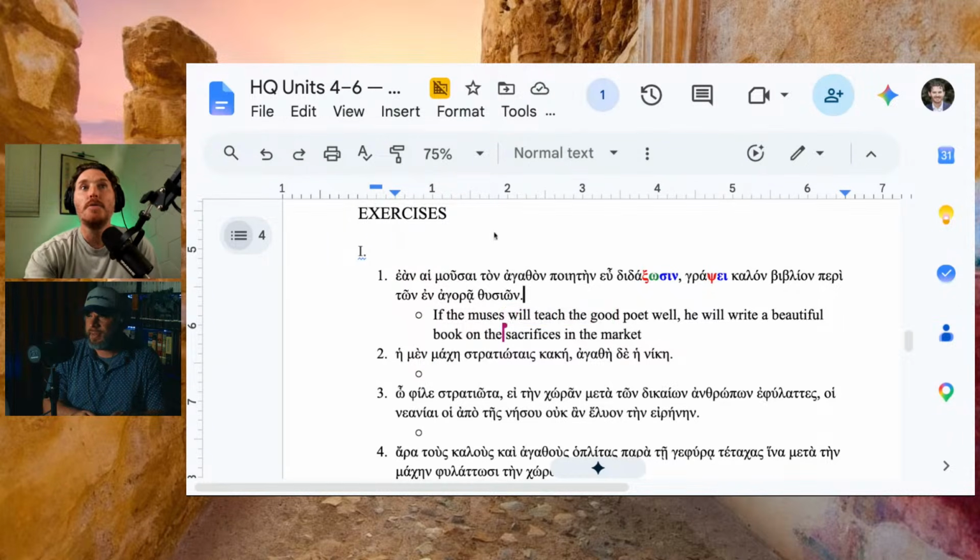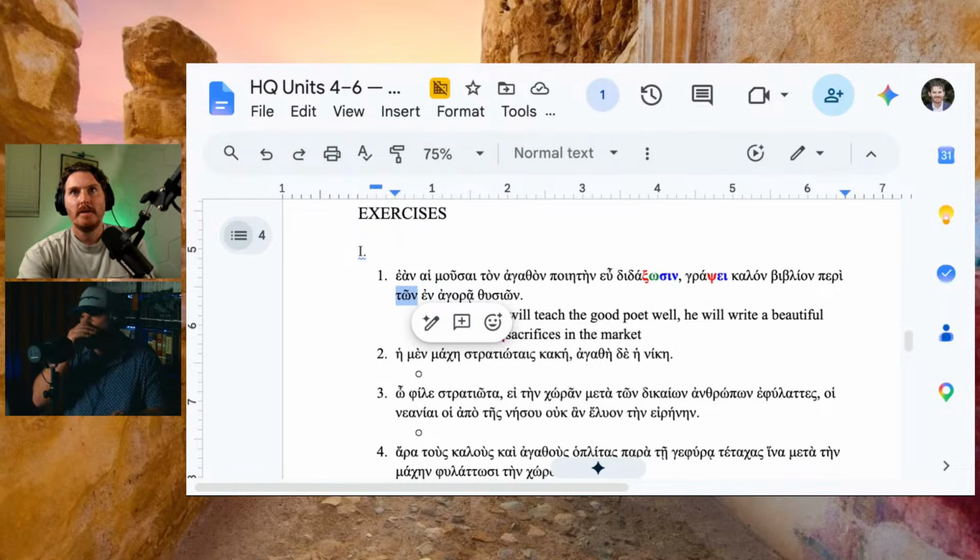Yeah, because tone means of the. It doesn't mean of. It means of the. Yeah, but that's why I put of. Oh, you're right. Okay. We'll put it this way.